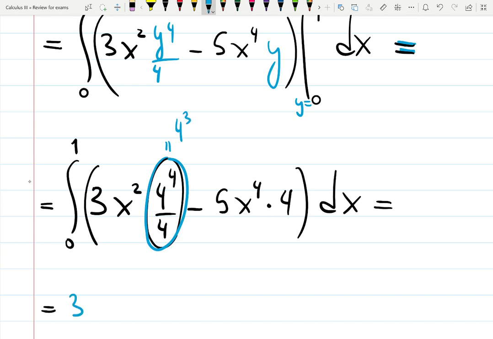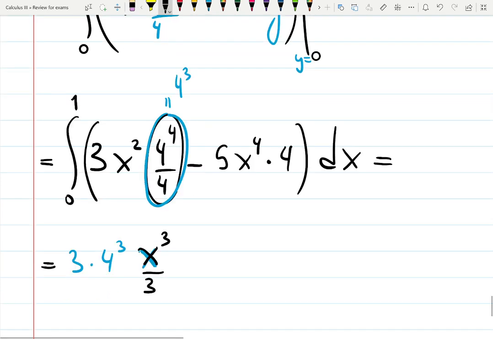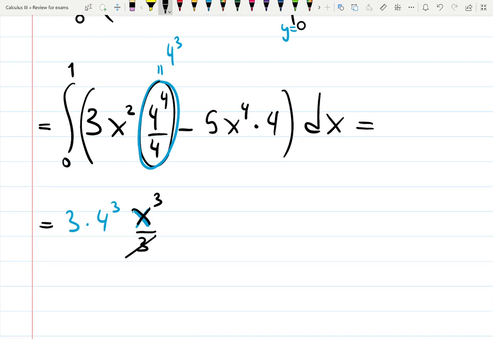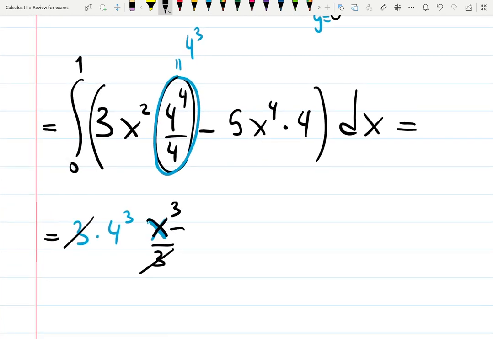It will be 3 times 4 cubed. X, I want black color. Give me black. Okay, thank you. X cubed over 3, and that's why I'm not in a hurry to simplify the numbers, because more numbers showing up, so they will simplify later. X cubed over 3 minus 5 times 4. Let's not simplify that either. 5 times 4, why? Because it's going to be x to the 5 over 5. So we'll cancel out anyways.